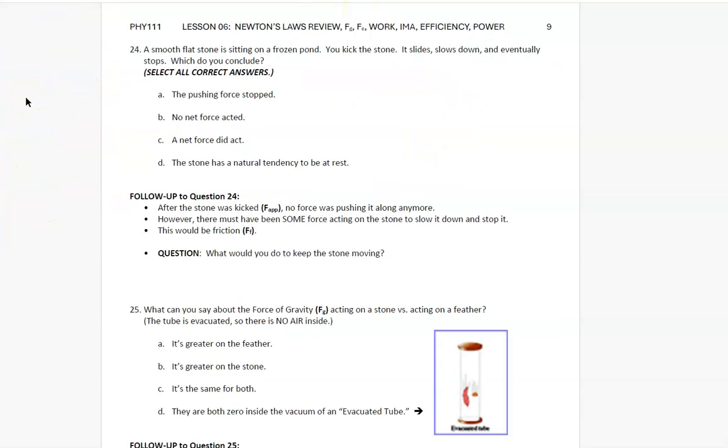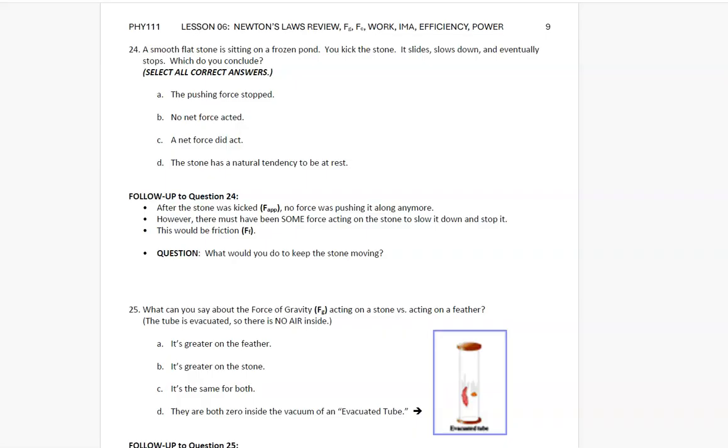Number 24, a smooth, flat stone is sitting on a frozen pond. So it's a stone on ice. You kick the stone, it slides, slows down, and eventually stops. What do you conclude? Select all correct answers. So there could be as few as 0 correct answers or as many as 4 correct answers. Let's look at them one at a time.